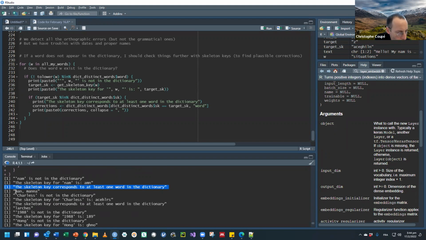Okay, the skeleton key corresponds to at least one word in the dictionary. And you see the words that are proposed: man and mana. Do we see here the correction we would like to have, which is name? No, we don't find that, because the skeleton key for name is actually AEMN. So this method here is not very helpful for our problem.